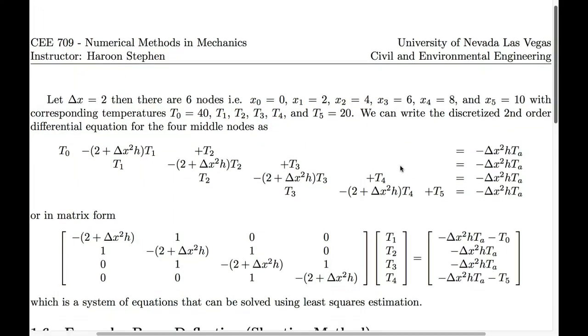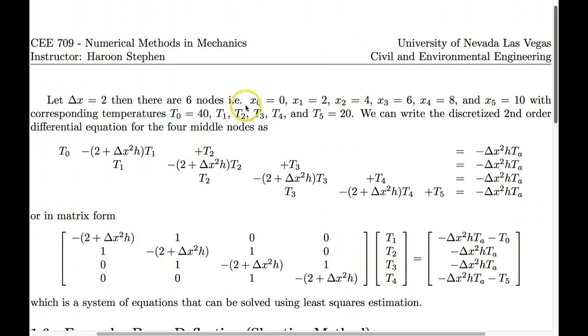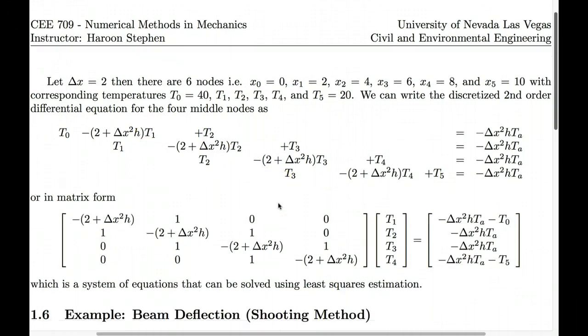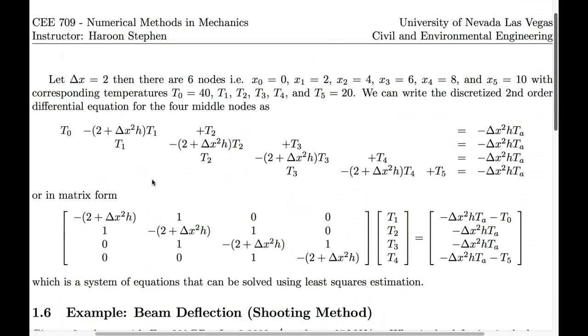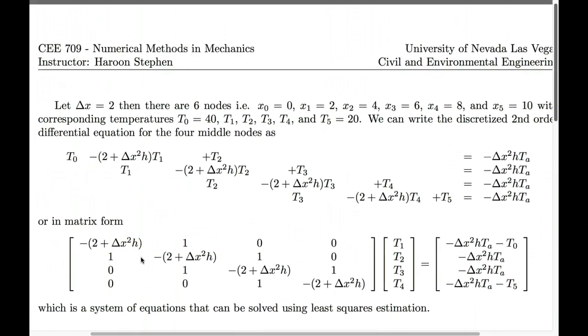If we take our difference equation and implement it for each one of these points, of course we can't do it for x0 because there is no x minus 1, but we can start from x1 and go all the way to x4. Here are those 4 equations that we can create. Since we know T0 and T5, we can take those to the other side, and this gives us 4 equations in 4 unknowns.